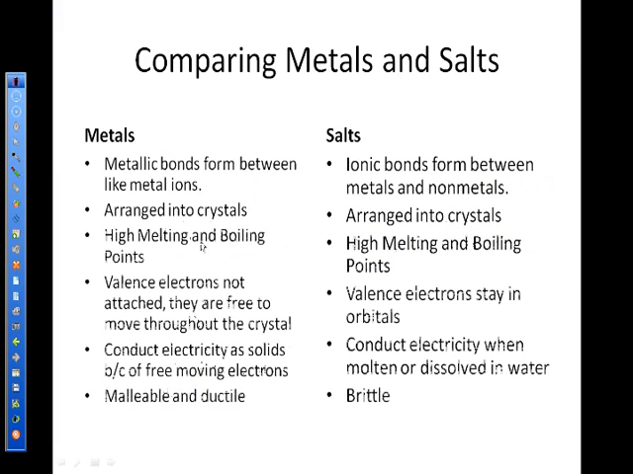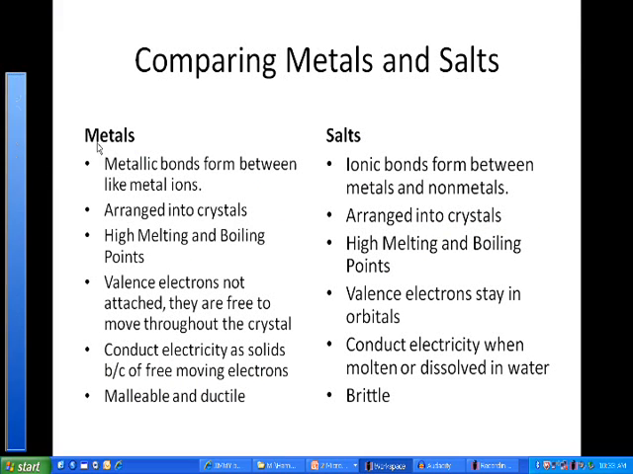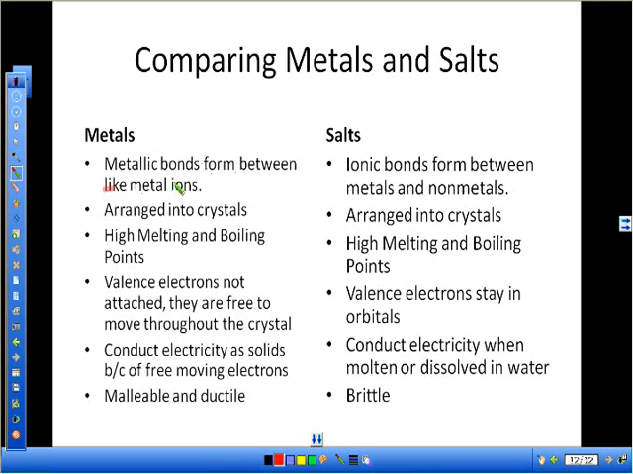Just comparing, let's look more specifically at metals. Metallic bonds form between like metal ions, whereas ionic compounds form between metals and nonmetals. They are both arranged into crystals. They both have high melting and boiling points. In the metals, the valence electrons are not attached to a specific orbital. They move freely throughout the crystal, so they're kind of wandering around in that crystal. However, in salts, the valence electrons stay in the orbitals. They have already been transferred to form cations and anions, but they stay in those orbitals once they're there.